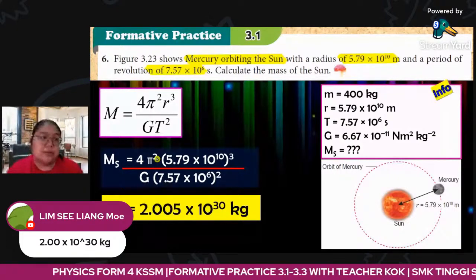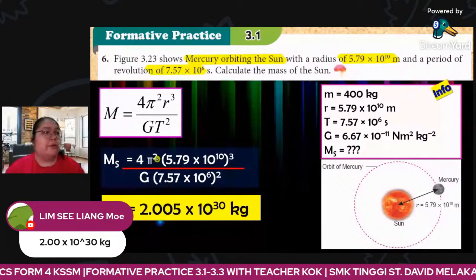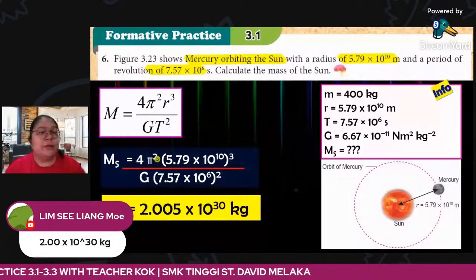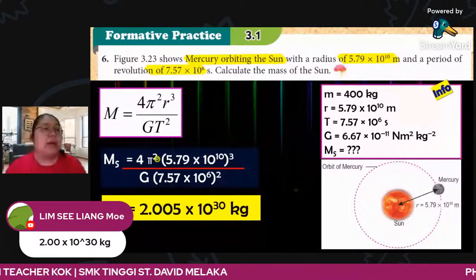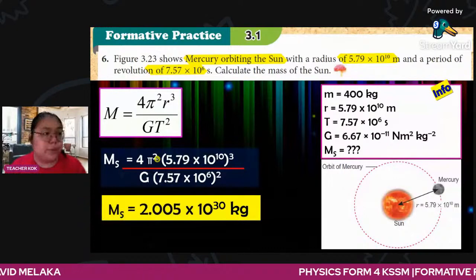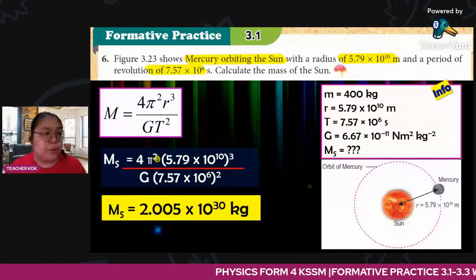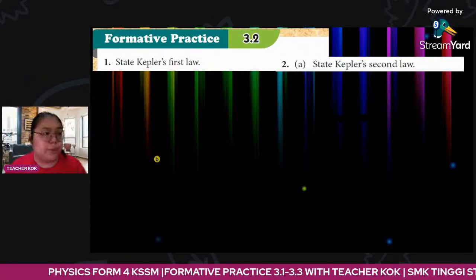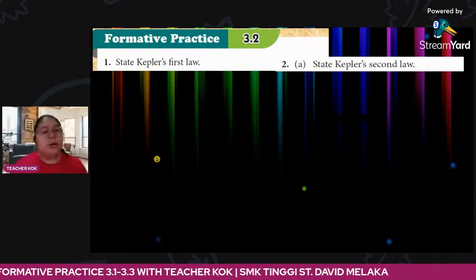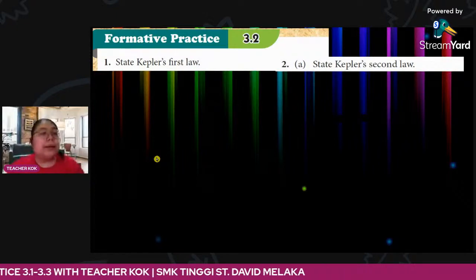Okay, so from here we can go to the next part, 3.1. I think just until question number 6. So now the question is the following one, 3.2. Okay, now we go to question 3.2. Okay, formative practice 3.2 is about Kepler's law.